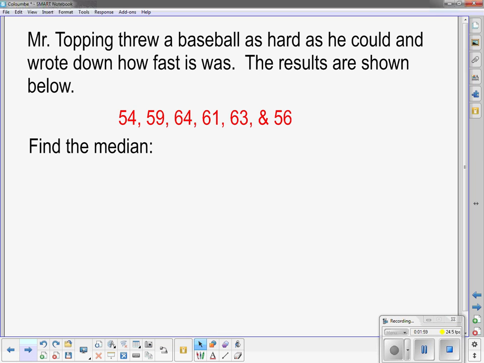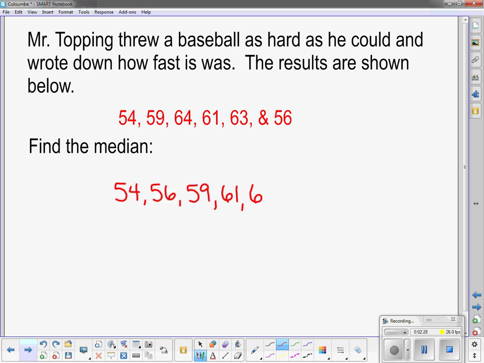The next example, we have to find the median. Well, in order to find the median, the first step that we have to do is take all of our data items and put them into numerical order. That's number order from least to greatest. So out of these numbers I see above, we're going to start with the smallest, which is 54, followed by 56, 59, 61, 63, and finally 64. Those numbers are in numerical order.